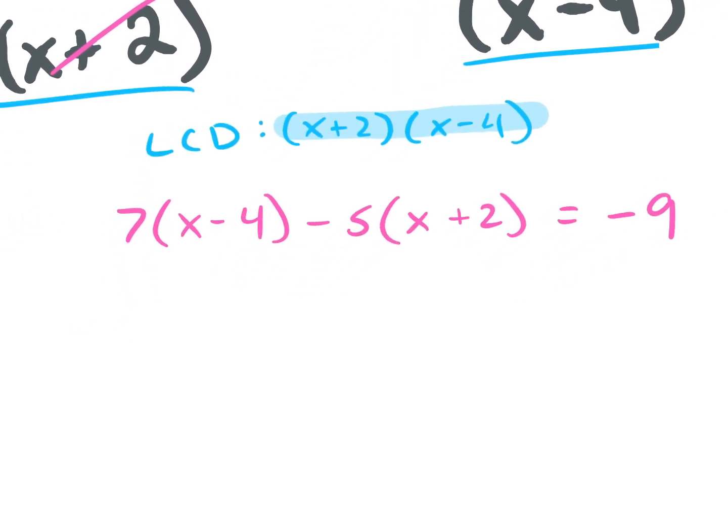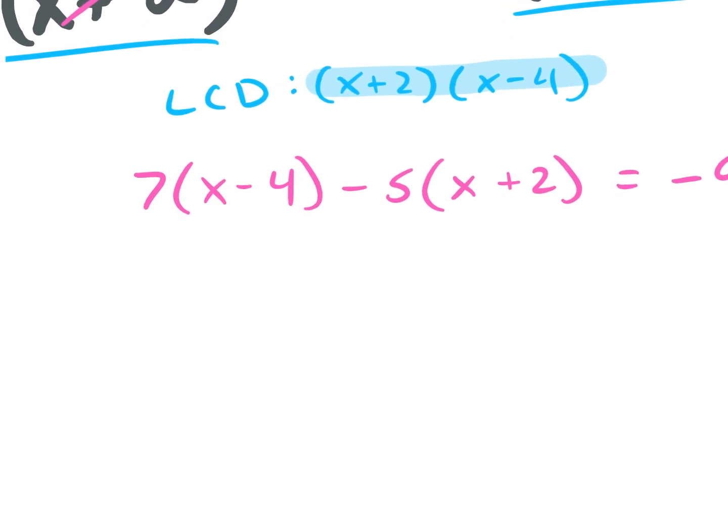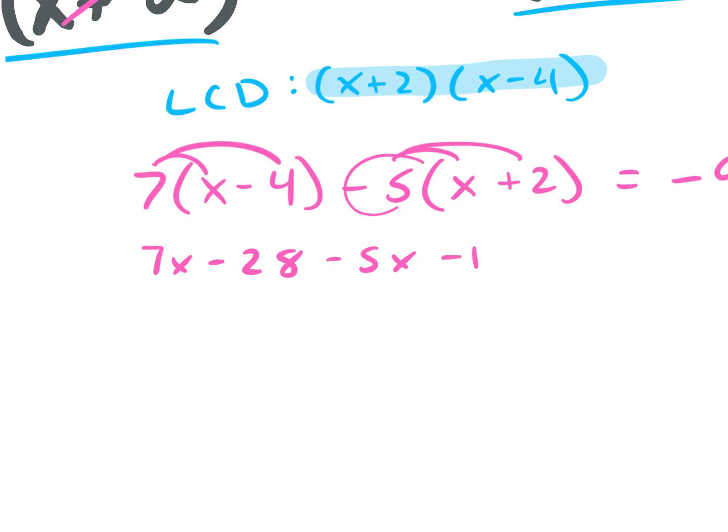All right, let's multiply this out now and simplify. So I'm going to distribute the 7. We get 7x minus 28. Distribute the negative 5. So you get minus 5x minus 10. That's equal to negative 9.